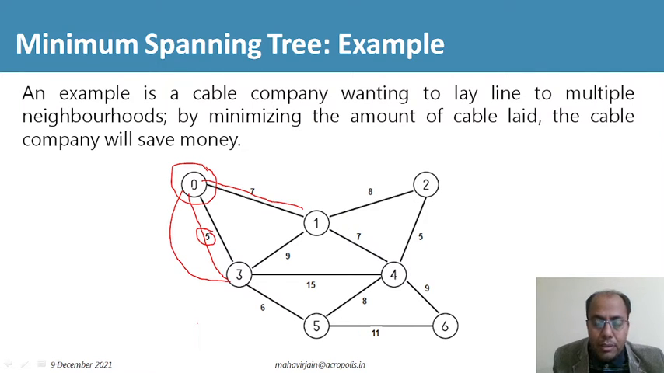Likewise, I will find the second minimum weight, that will be 5. Again I will connect 2 and 4. So likewise, if I continue, I will find that I have connected all the vertices with the minimum edges, and there are a total of V minus 1 edges, where V is the number of vertices.